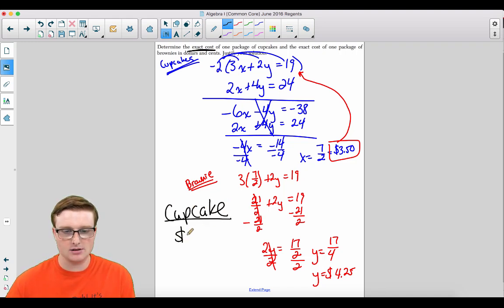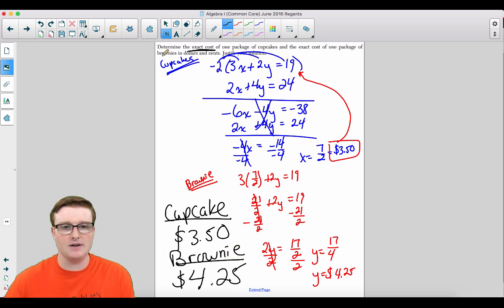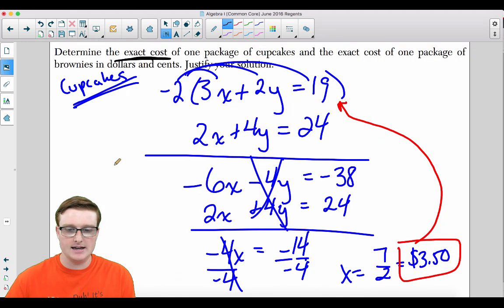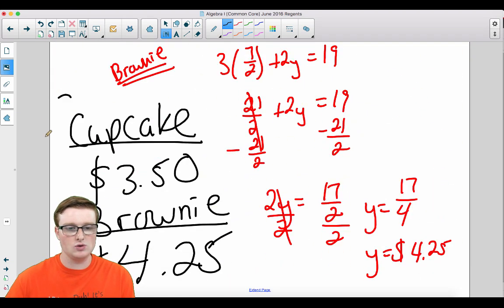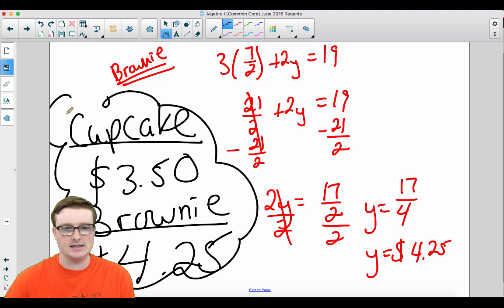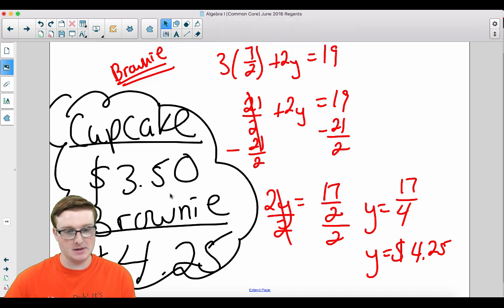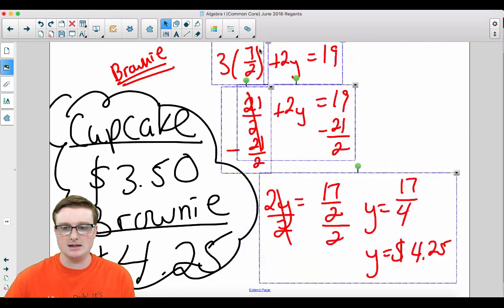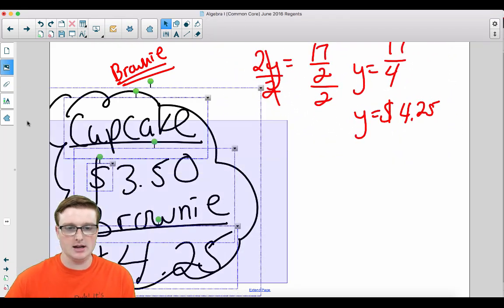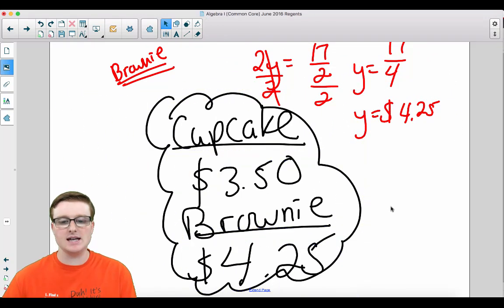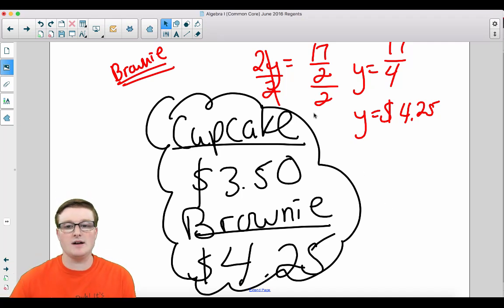So ladies and gentlemen, your final answer, to write it down: the cupcake is $3.50, and the brownie is $4.25. And that is the answer to this question. Let me move this because my head is probably in the way right now. Let me move it up here. There we go. Cupcake is $3.50, and the brownie is $4.25.